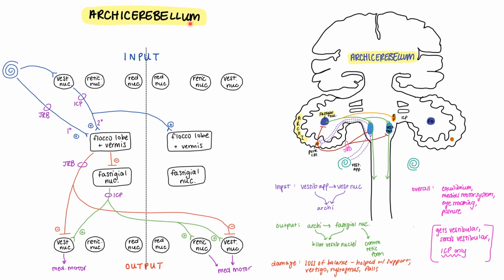We're going to start with the archicerebellum. That's going to be your vermis. So it's your medial most part of your cerebellum.